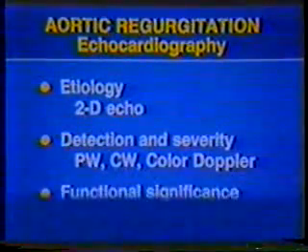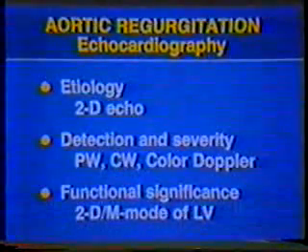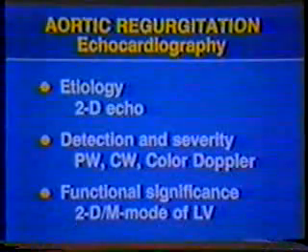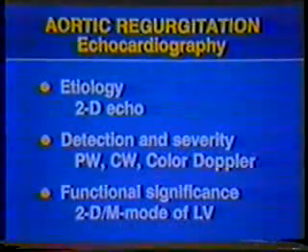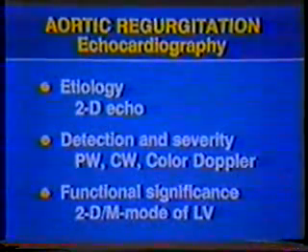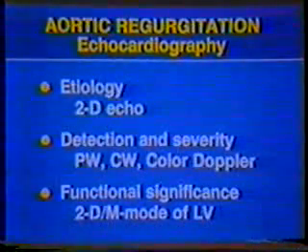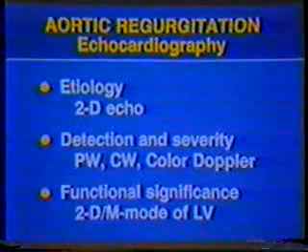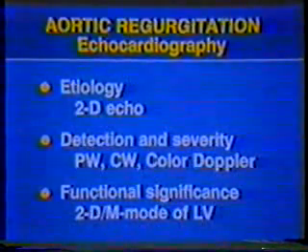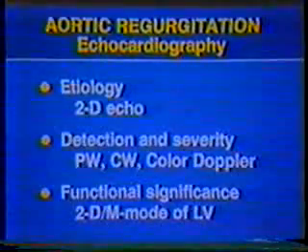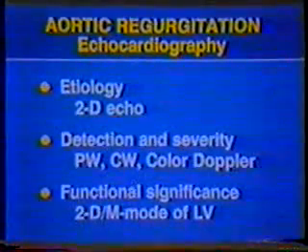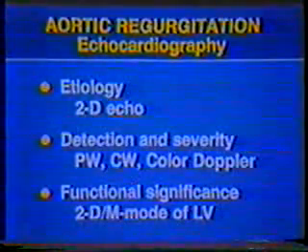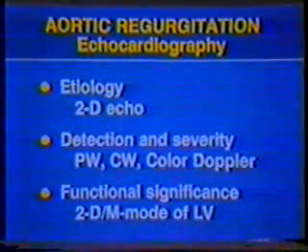The functional significance of the regurgitation is assessed via 2D and M-mode evaluation of left ventricular size and function. Therefore, the comprehensive assessment of aortic regurgitation requires a detailed 2D and Doppler evaluation. We will begin with a discussion of detection of aortic regurgitation and then discuss the assessment of hemodynamic severity. The various etiologies of aortic regurgitation will be demonstrated throughout this discussion.